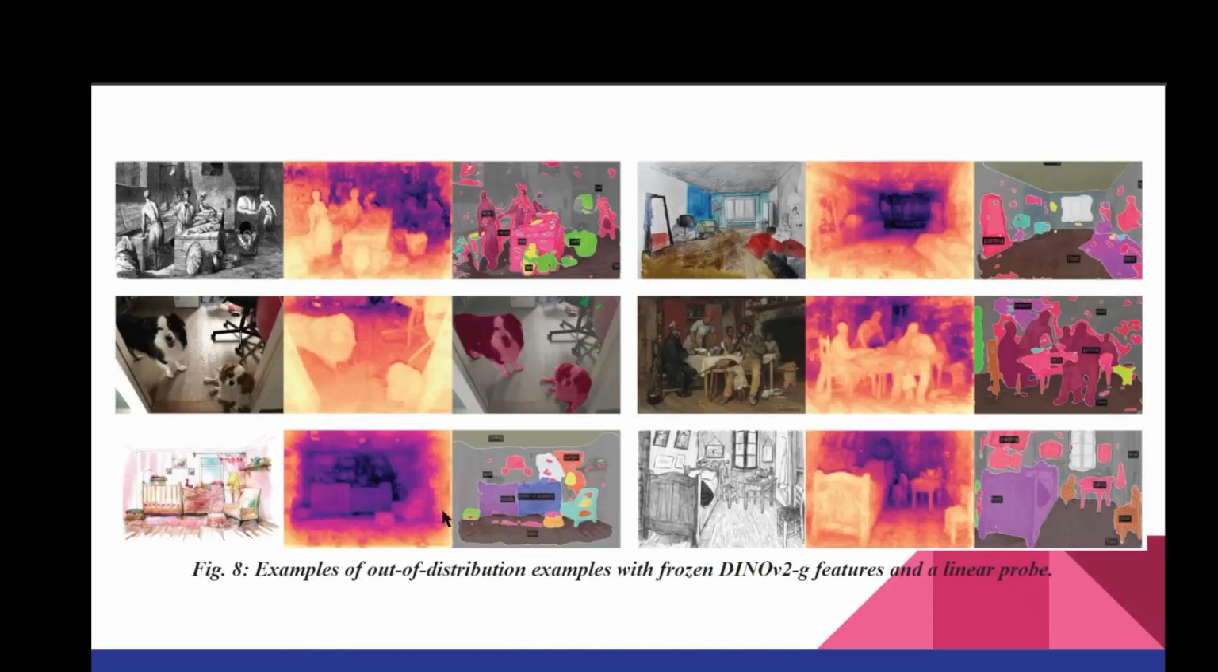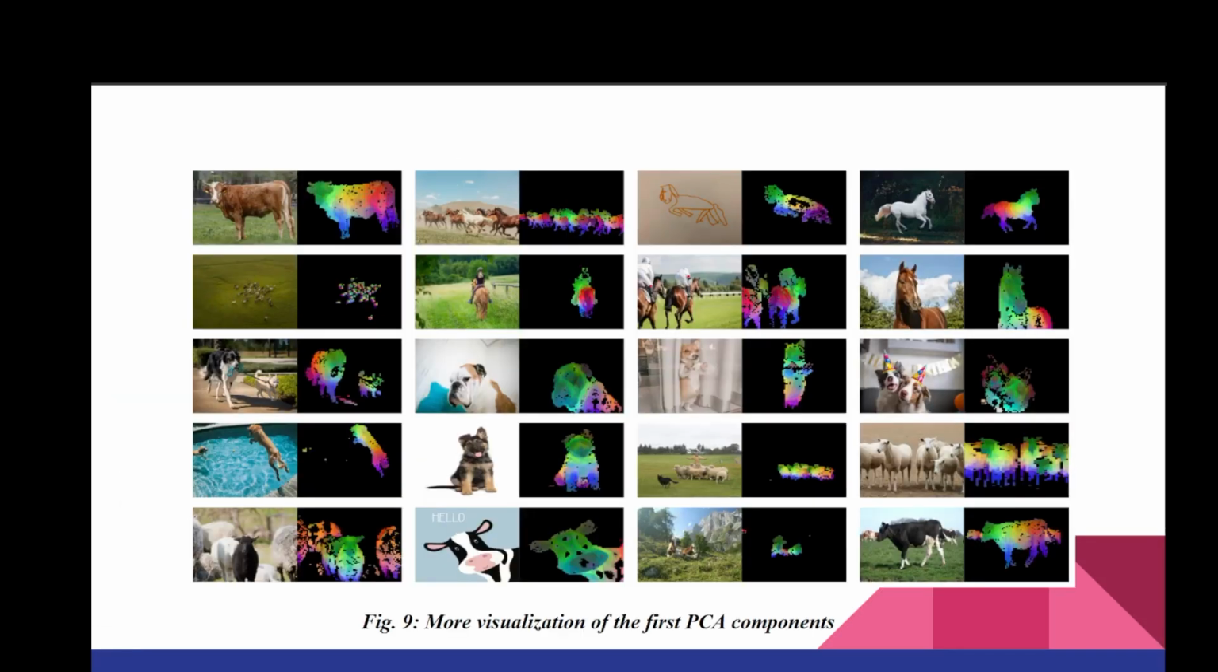And here are some more results from the paper. So these are the results from OpenCLIP, and these are the results from DINOv2. Here is the visualization of the first PCA component. So you can see DINOv2 very well extracts the PCA components.